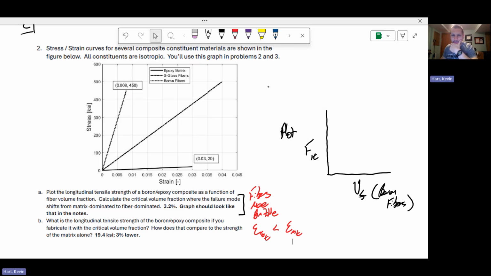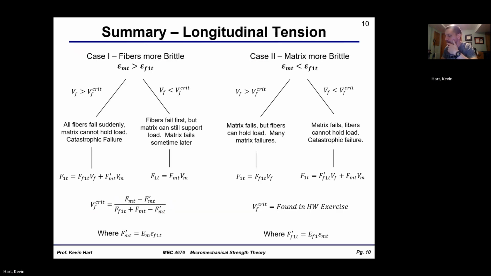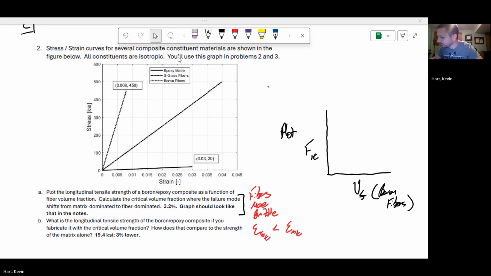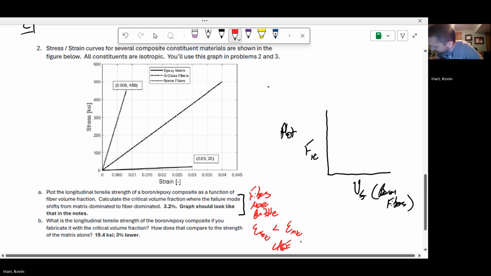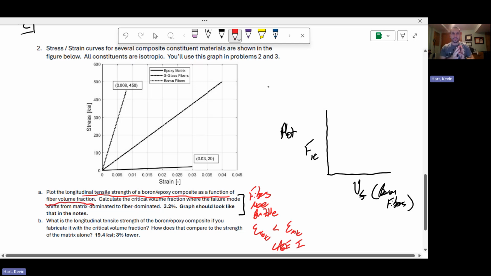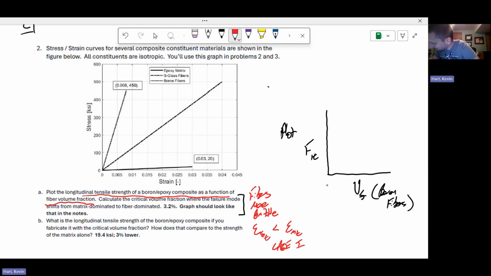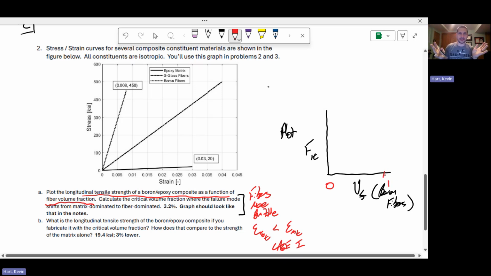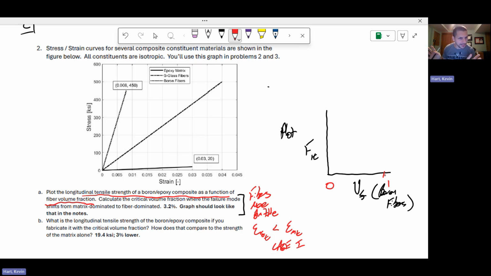So what that means is, if we go back to our little flow chart here, the fibers are more brittle, so that means we have case 1. Okay. All right, that's good. This problem, though, is asking us to plot the tensile strength as a function of fiber volume fraction. So we have a fiber volume fraction that can range from 0 to 1. Okay. 0 is 0% fibers, meaning it's all matrix. 1 is 100% fibers, meaning that it's all fibers, right?